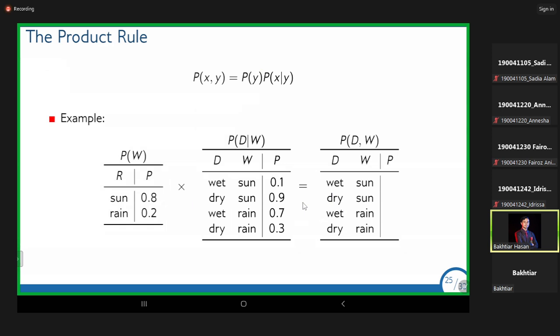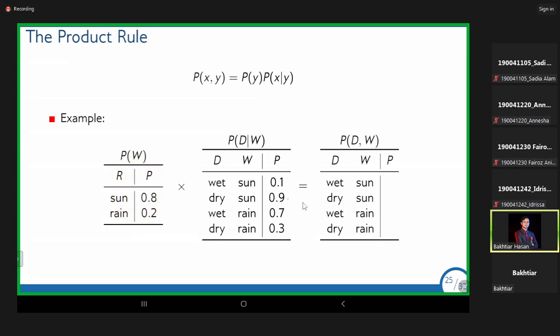Let's say we have this example. Somebody comes up to you and gives you these two tables. It says that we know that it's sunny 80% of the time. We know that it's rainy 20% of the time. So this is a marginal distribution.